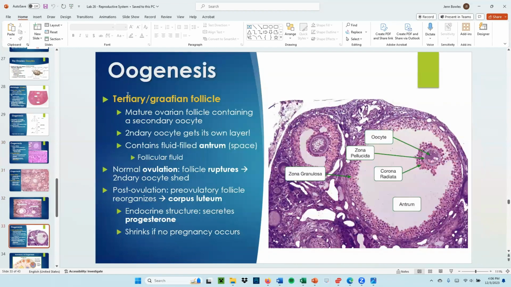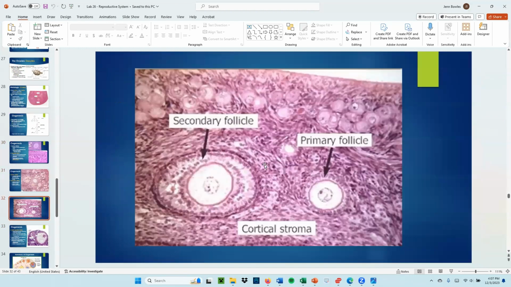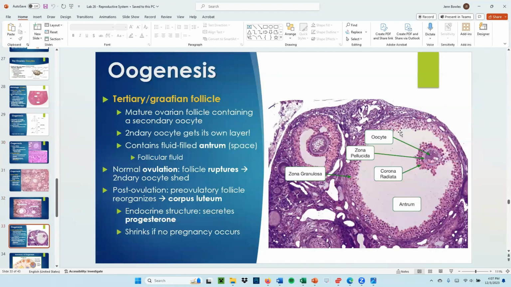until we get to the tertiary follicle, which is the last stage of maturation for the follicle. So this looks a lot different now. We've gone from a follicle with a membranous theca and lots of layers of cuboidal epithelium, and that has just exploded now. This is much larger.